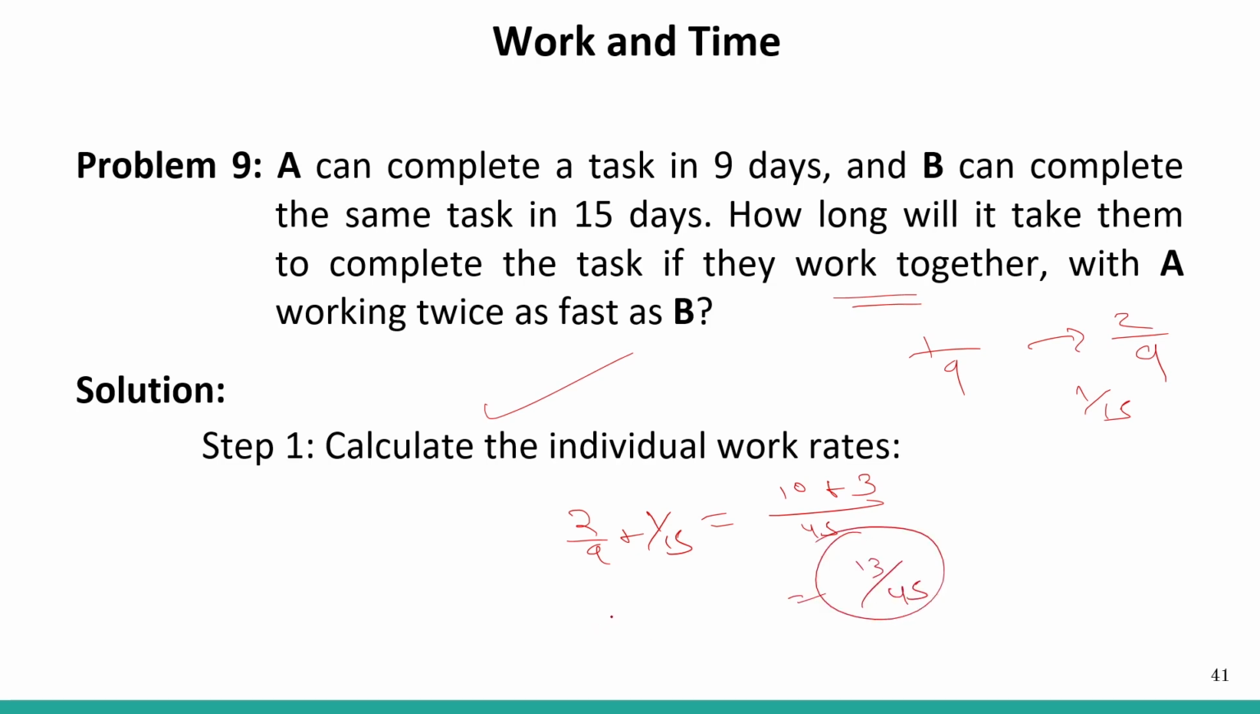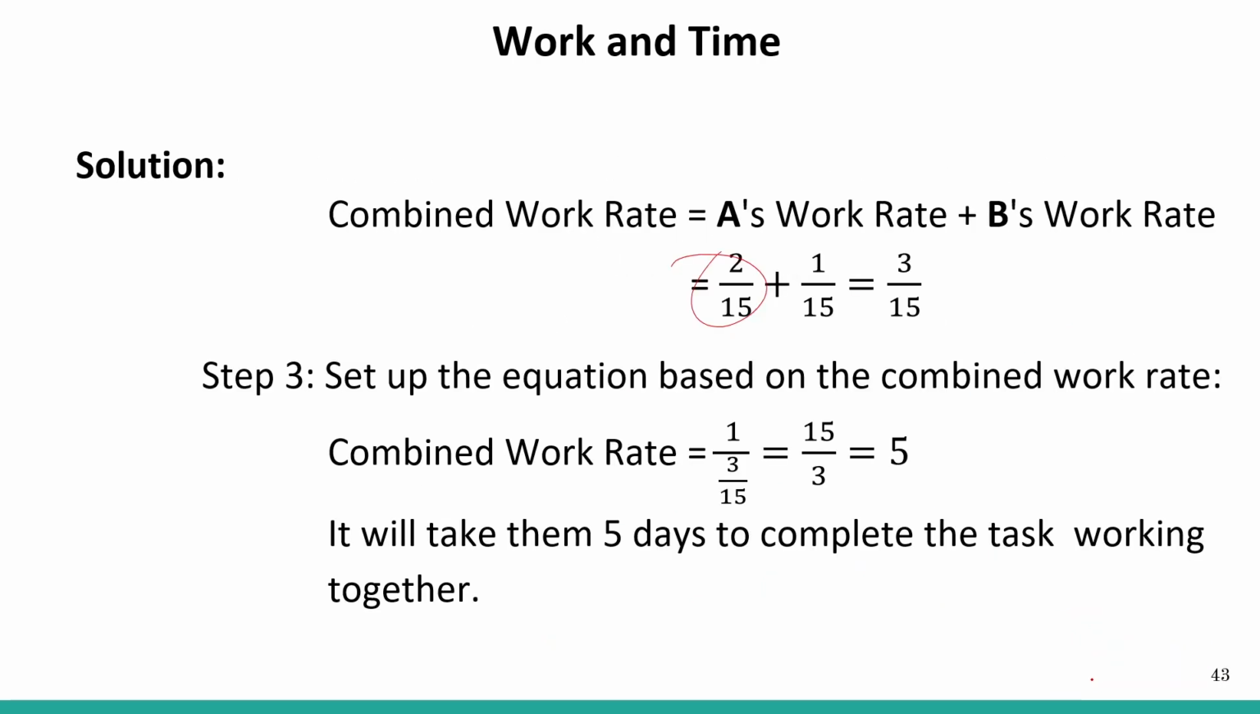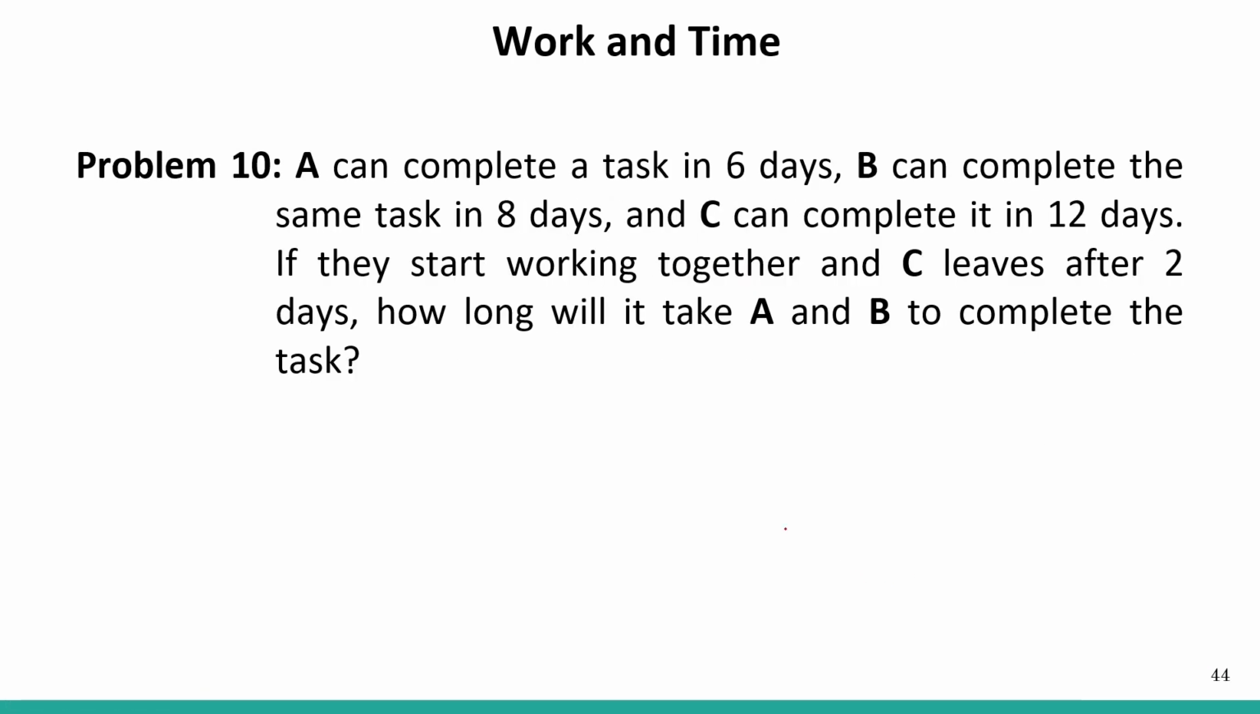So the amount of work is what? The time taken is equal to the number of tasks by the rate, that is 1 by 13 by 45. So this becomes 45 by 13. So it will take approximately 3.5 days. Okay, this much time it will take. So let's see problem number 10.